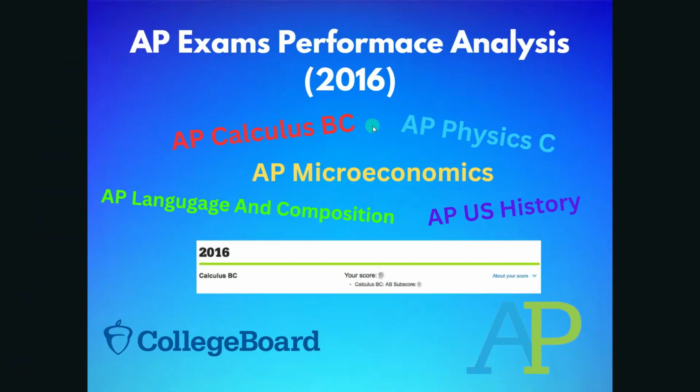Alright guys, so here's my project I worked on. The title of my project is AP Exam Performance Analysis in 2016. And you can see there are all the AP subjects. There's Calculus BC, Physics C, Microeconomics, Language and Composition, and US History. And then here's the Calculus BC official site for the AP exam through College Board and AP right down here.